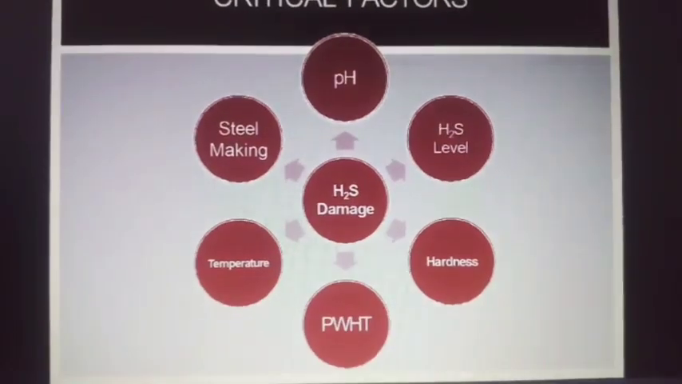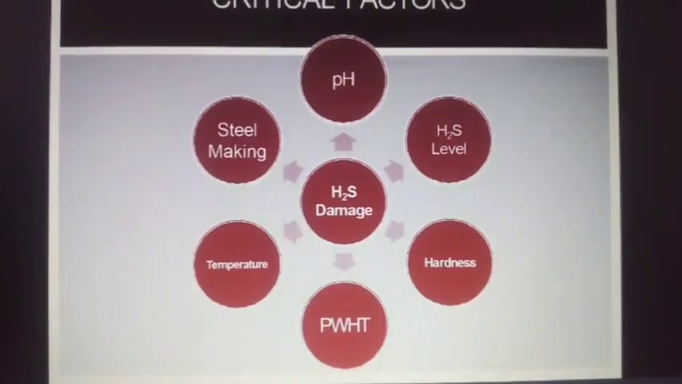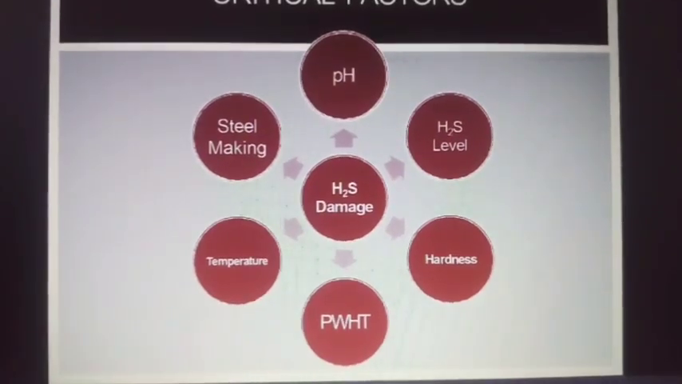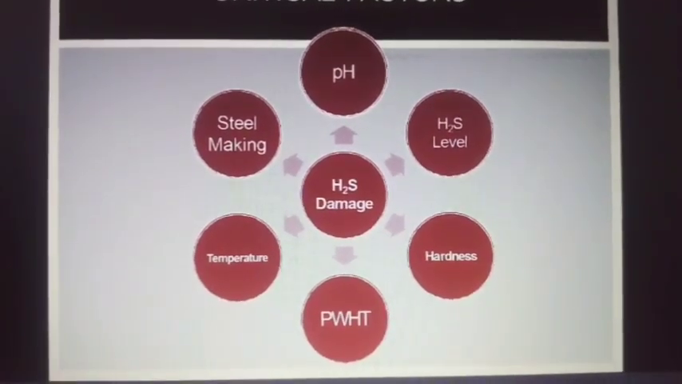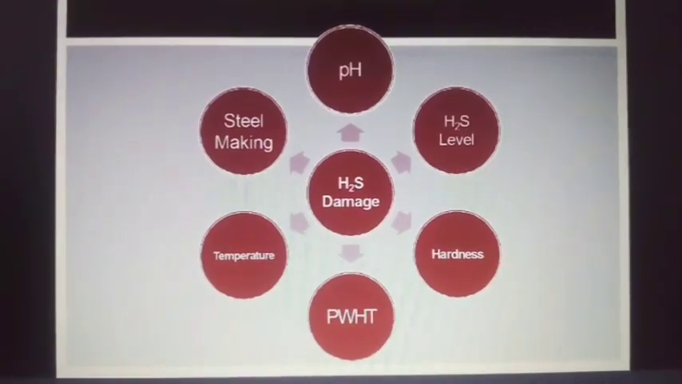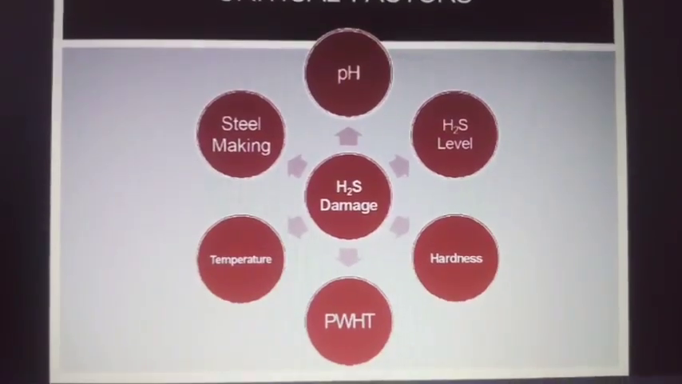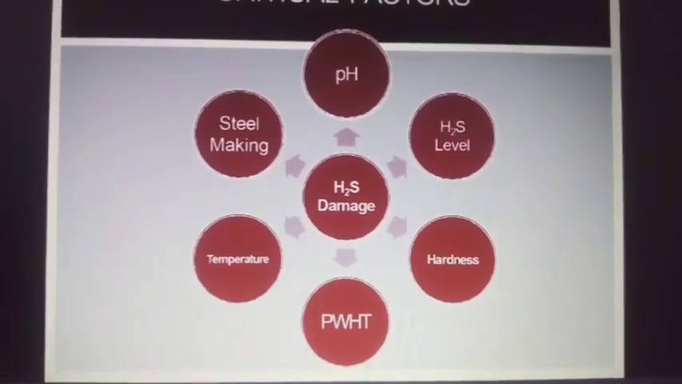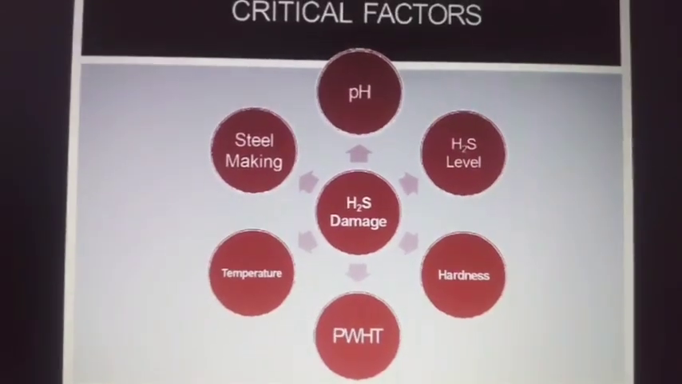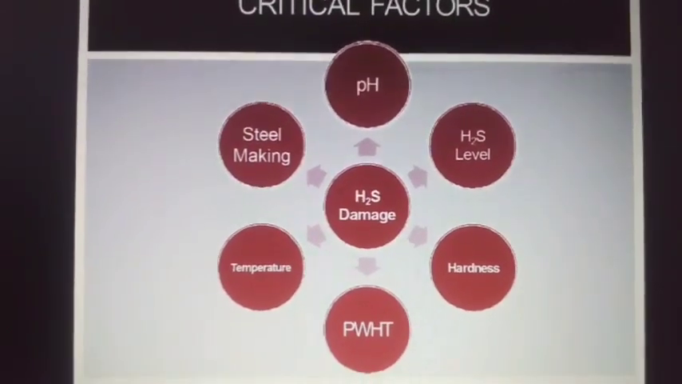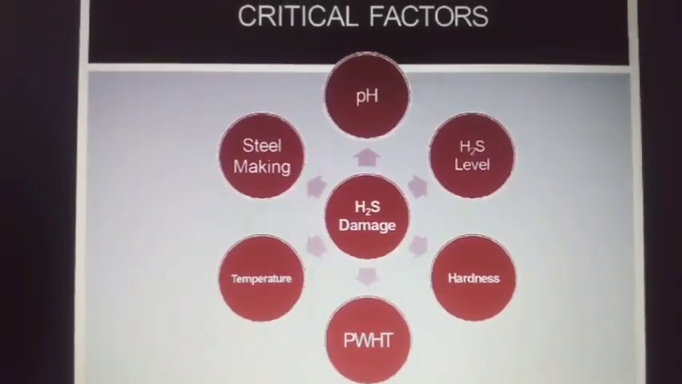Now H2S corrosion, I'm not going to touch much because it's very simple. You have H2S and you have water and it is going to corrode. Now in terms of H2S damage, there are many mechanisms. One is sulfide stress cracking, which is what we are telling about. Then we have hydrogen induced cracking, stress oriented hydrogen induced cracking. Then stepwise cracking is another form of HIC. And then there is soft zone cracking. So all are H2S damage.